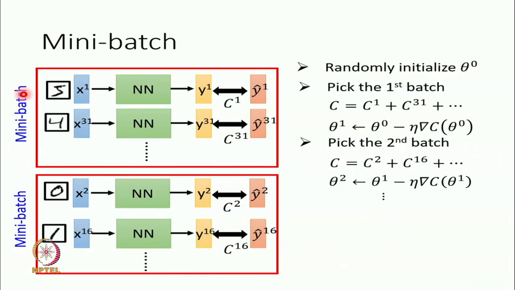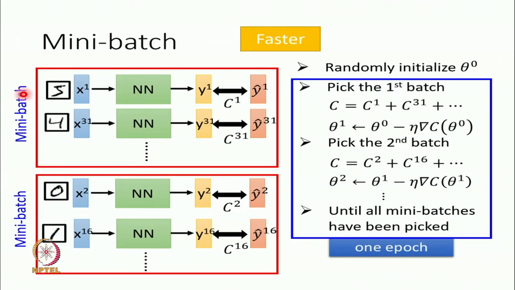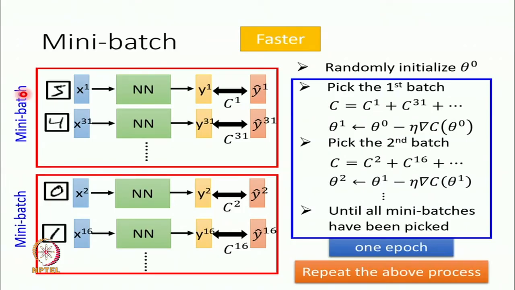And that is it. So this is faster. Until all mini batches have been picked, you do this, and this is called one epoch, and then after this you repeat the above process and you may shuffle your training data. Yes, question? So if you have a lot of GPUs, then... Yes, so the question asks is, if I give you lots of GPUs, can you parallelize this computation? And the answer is yes, you can.